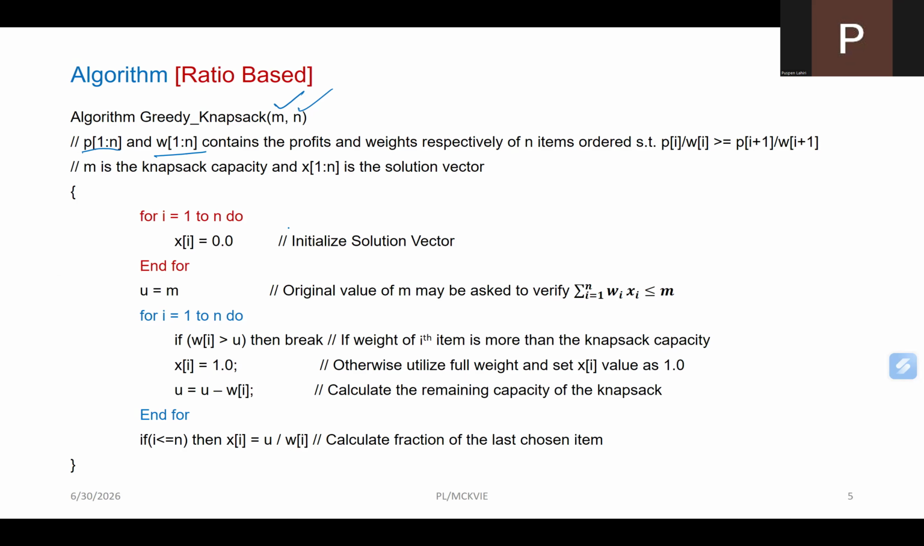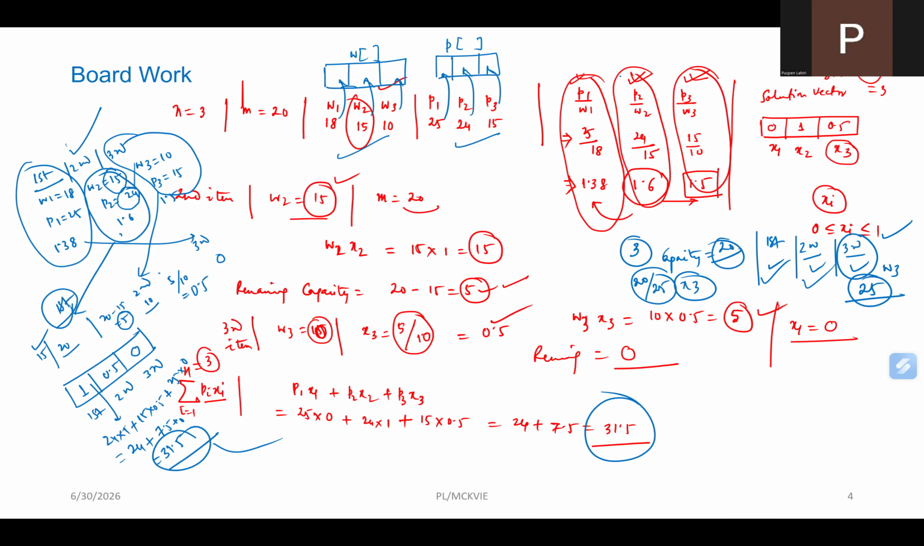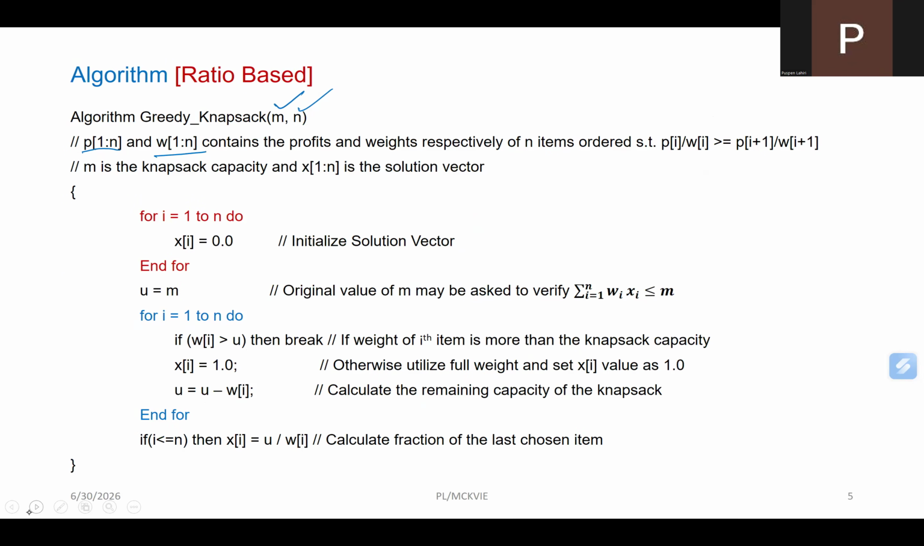That is what the ordering indicates: the items should be ordered in such a way that the ith item's profit-weight ratio should be greater than the (i+1)th item's profit-weight ratio. As per our example in the last slide, I quoted that the ratio of the second item is the highest, the third item is the second highest, and the first item is the last one. So as per our algorithm, this will be the first item, this will be the second item, and this will be the third item. So you have to make this kind of arrangement.